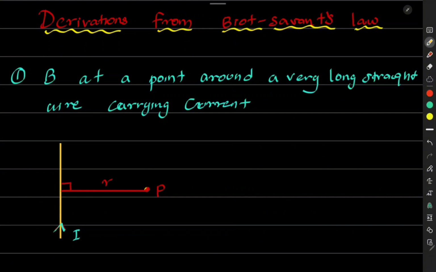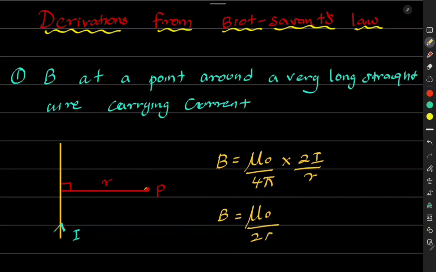The magnetic flux density at point P due to current passing through the whole conducting wire can be derived by using mathematical integration of the Biot-Savart's law expression, which leads to the magnetic flux density at the point P: B equals mu naught divided by 4 pi into 2I divided by R. If we simplify this expression, B equals mu naught I divided by 2 pi R.